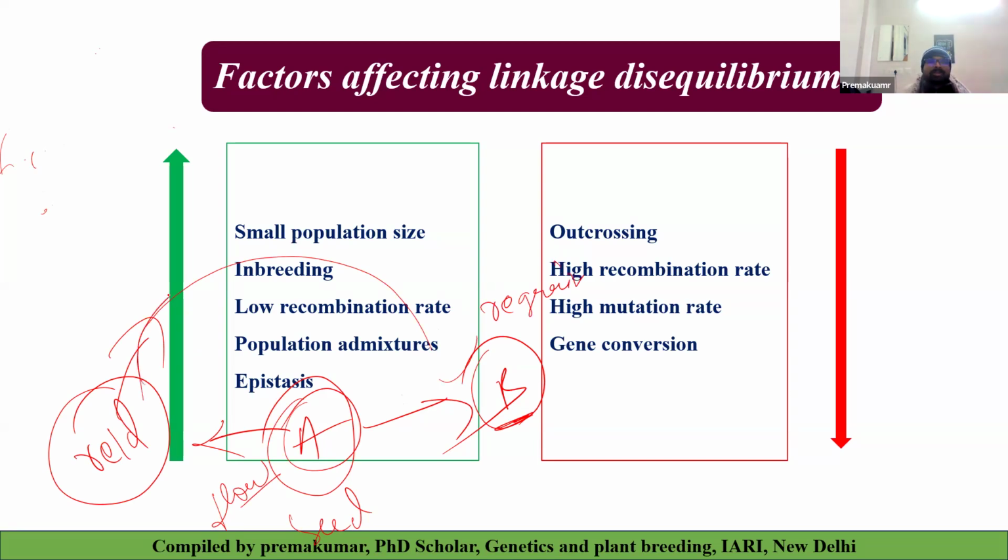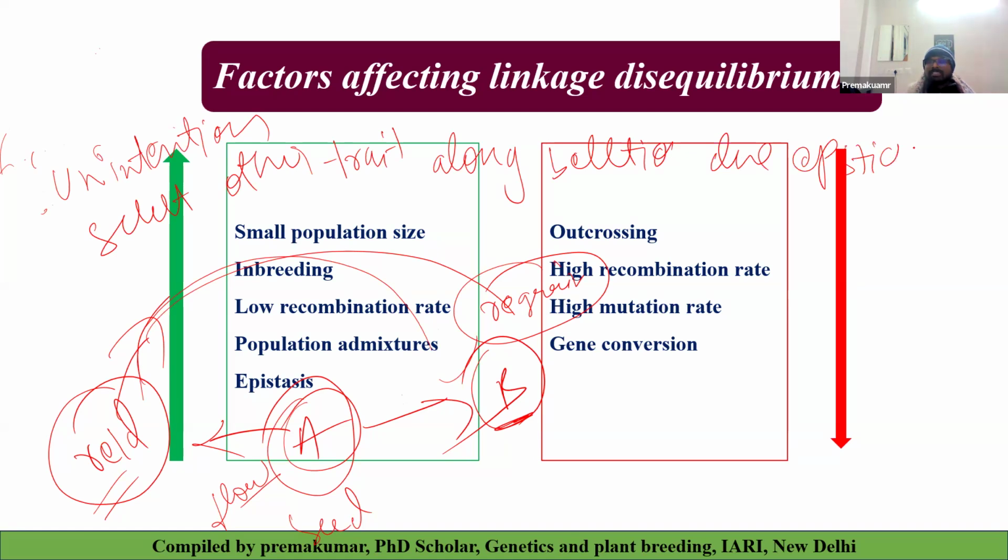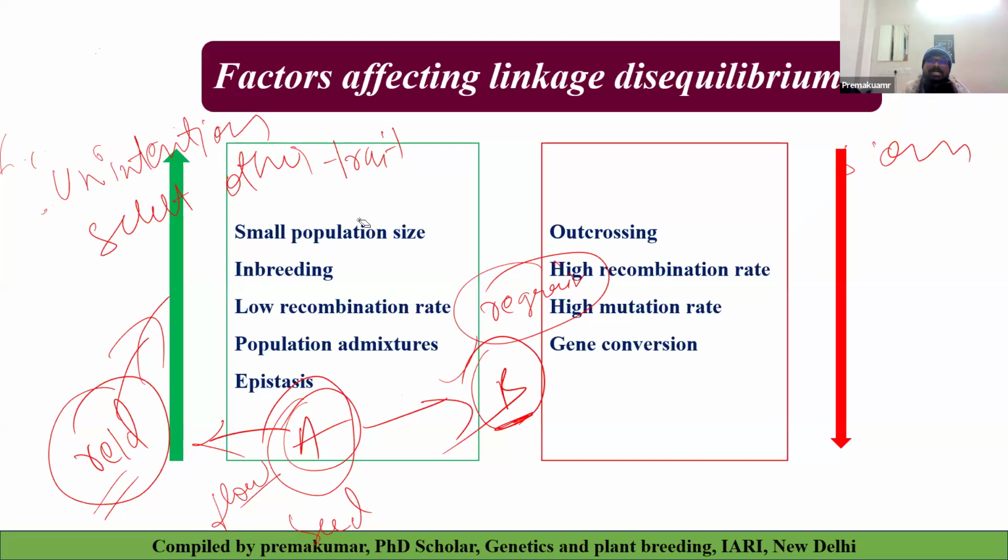Means whenever you select the red color flower, due to epistasis, red color grain is also selected. Due to this unintentional selection of another trait along with your selected trait due to epistasis, this will increase your linkage disequilibrium. And this is also called the hitchhiking effect.